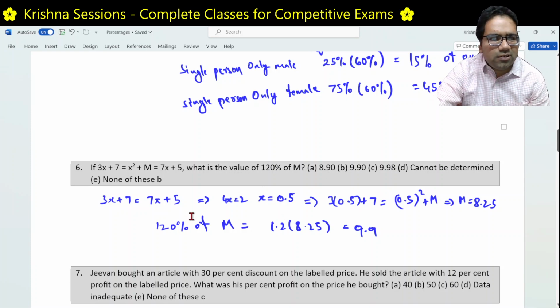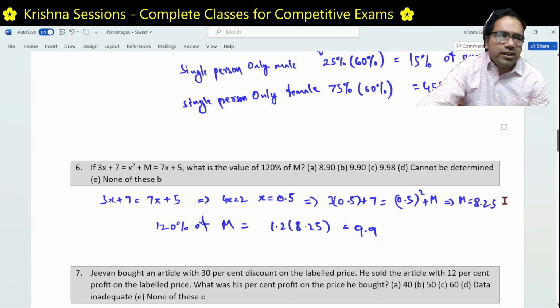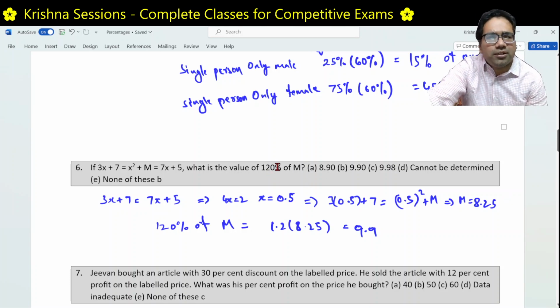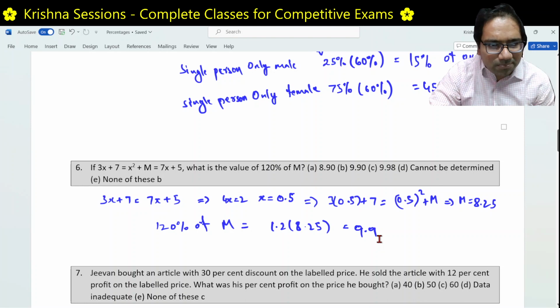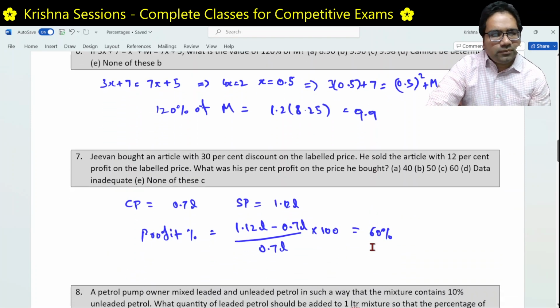Let's substitute x equal to 0.5 in the first two expressions. 3 into 0.5 plus 7 is equal to 0.5 square plus m. If we solve this, 1.5 plus 7 is equal to 0.25 plus m, which means m is equal to 8.25. What it is saying? 120% of m. That means 1.2 times of m. 1.2 times of 8.25 is equal to 9.9. This is also an easy problem, right?